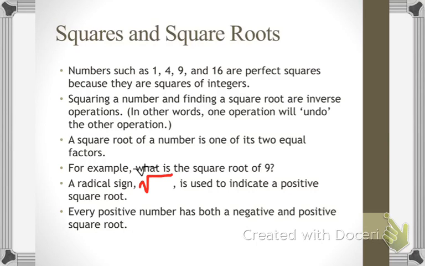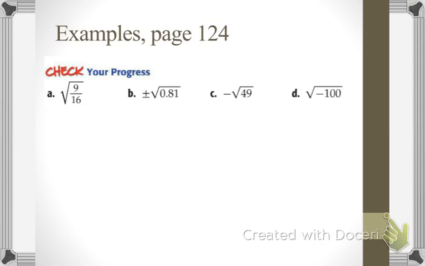Every positive number has both a negative and a positive square root. So, for instance, 16, I could do 4 times 4 gives me 16. Or negative 4 times negative 4 also gives me 16. So, negatives and positives give us the same answer up under the square root.